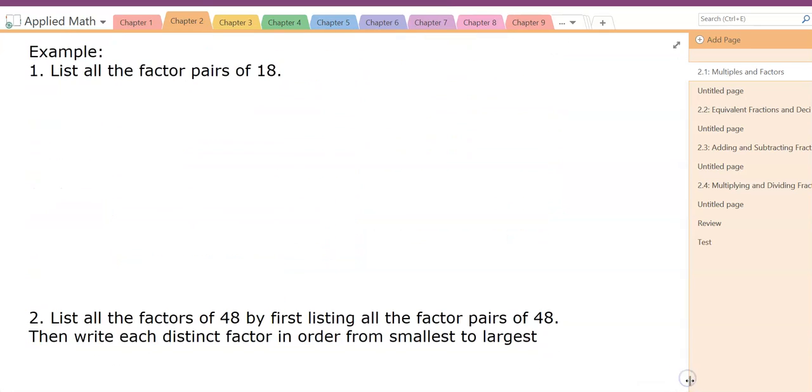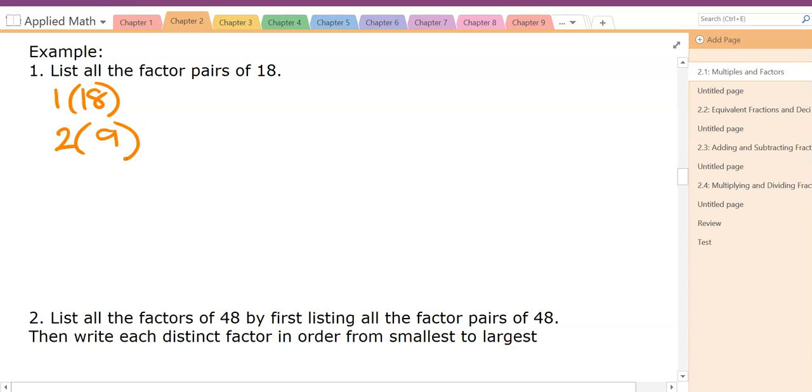So if I want to find the factor pairs of 18, first I would take 1 times 18. Okay, so 1 and 18 would be a factor pair. 2 times what would be 18? 9. So 2 times 9 is the second pair. 3 times 6 would be 18.